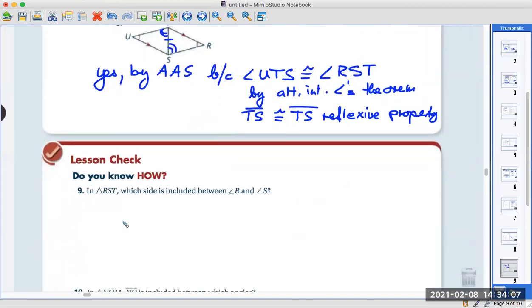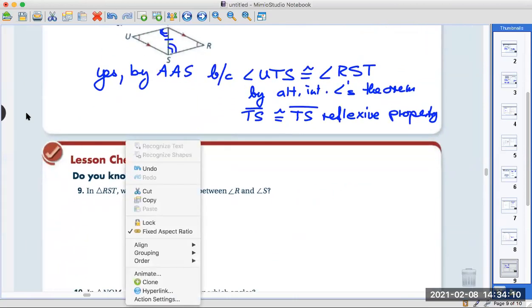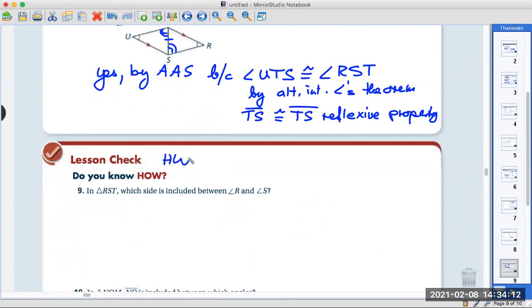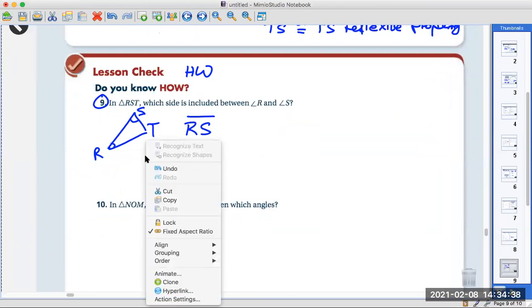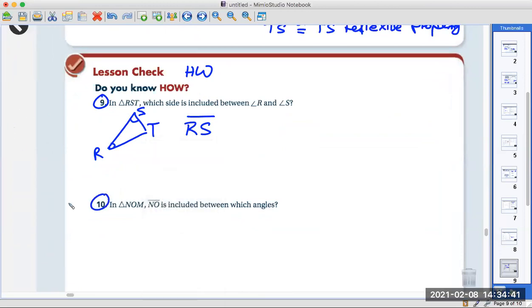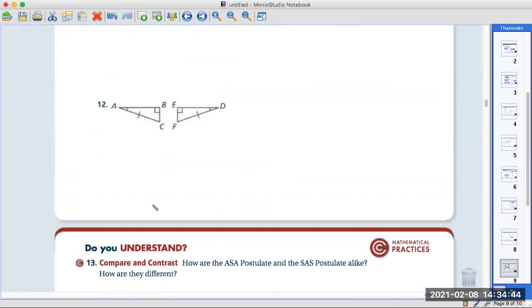And that's it. Now your homework is, I'm not giving you a whole bunch, so you have 2 lessons. So number 9, again, draw it out. Look at the picture, triangle RST. And you can figure out which side is between R and S. That's angle. Which side is between these 2 angles? Well, it's this one, side RS. So I'm giving you the first one. Okay. Number 10, your job to do. And then go to number 11.